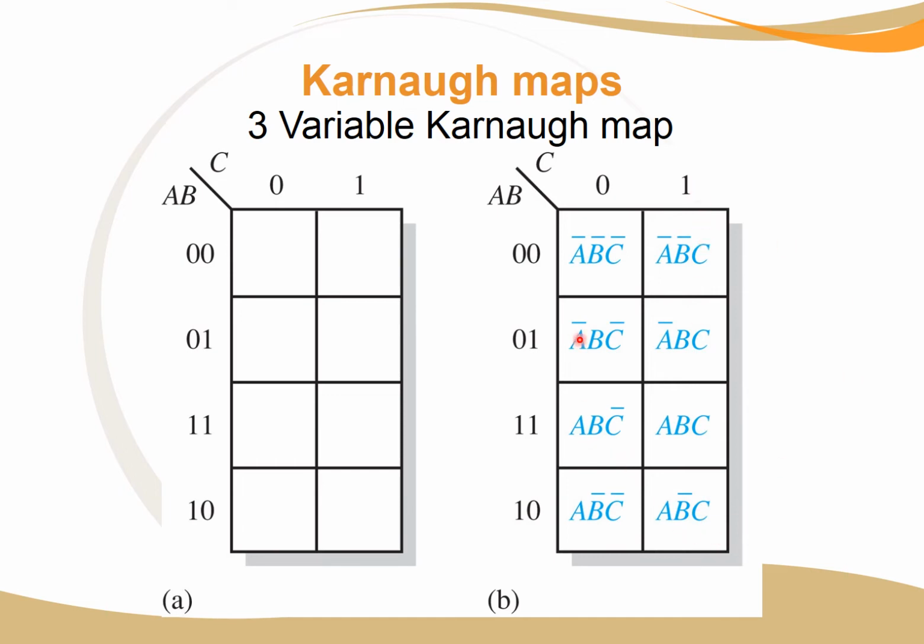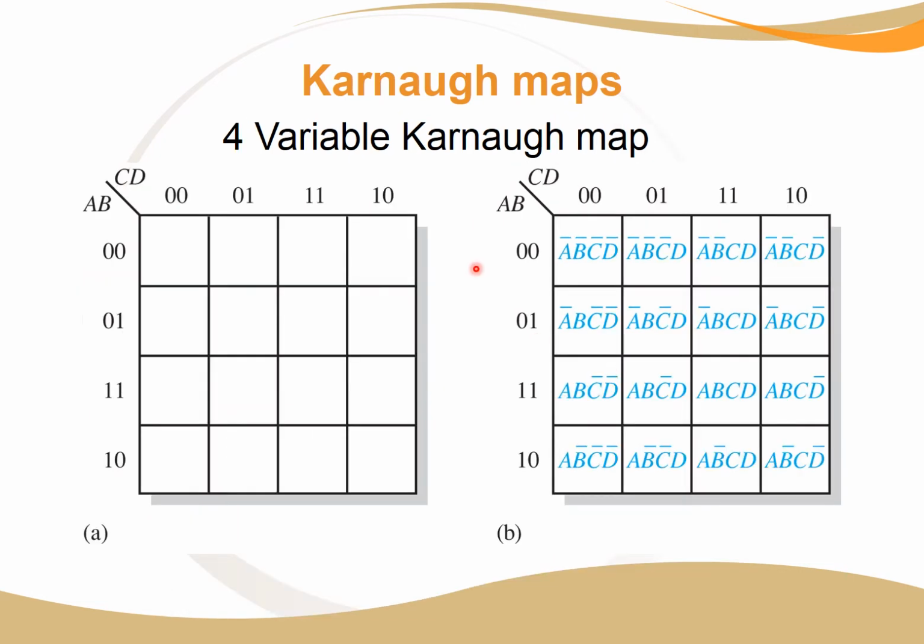So looking at this block where it intersects, on this side we have a 0 and a 1. So A is complemented and B is 1. So you write A not B, and then C is a 0, so it's C not. Now we have a 4 variable Karnaugh map.